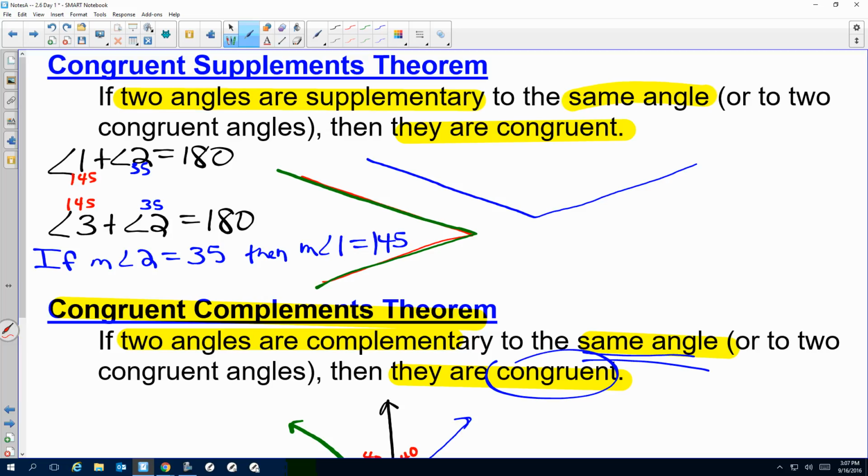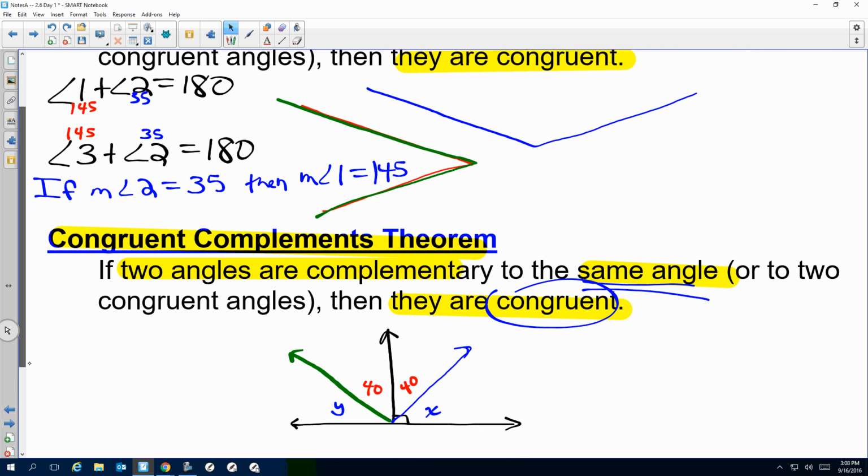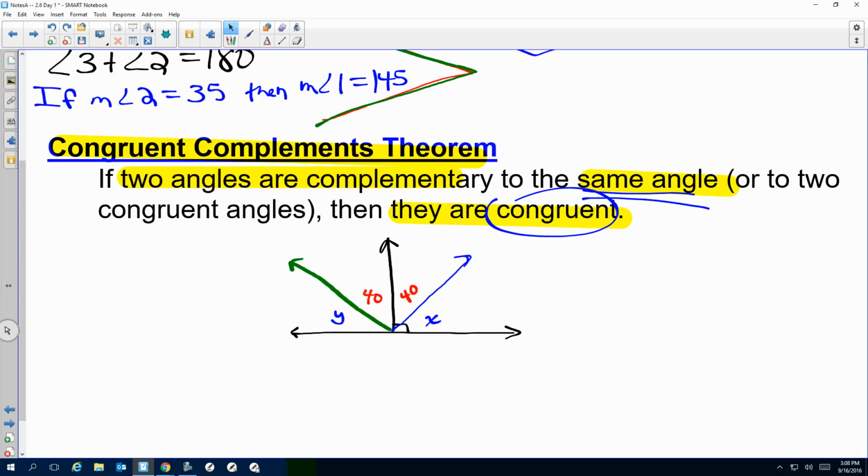Okay. Now, what we just did with supplementary, you can do also with complementary. So, the congruent complementary theorem. Again, highlight the key information. Two angles that are complementary to the same angle are also congruent. I need you to add this figure. It kind of illustrates that relationship. So add the drawing in the box.